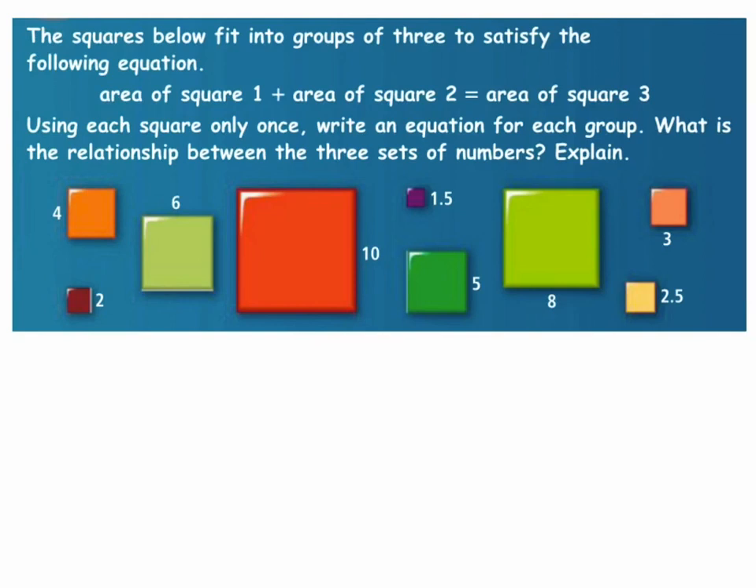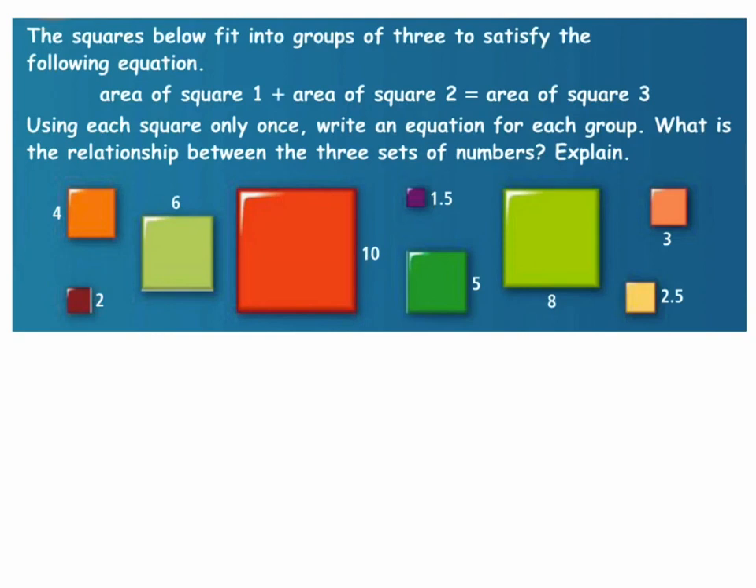The squares below fit into groups of three to satisfy the following equation. Area of square 1 plus area of square 2 equals the area of square 3. Now you can see that each side length here is 4, or 2, or 6, or 10, etc. So you need to calculate the area by squaring it. Using each square only once, write an equation for each group. What is the relationship between the three sets of numbers?